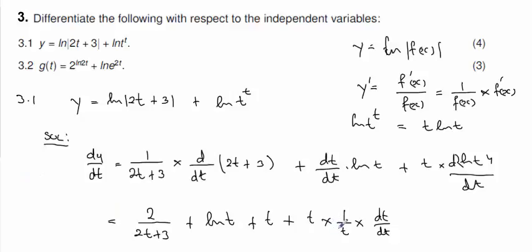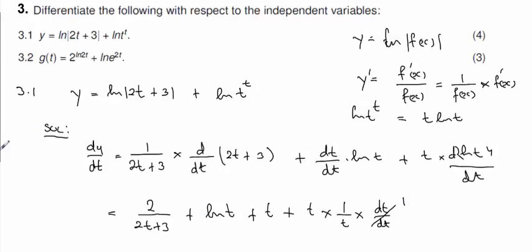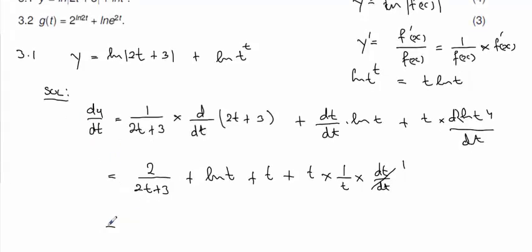So then, simplifying this now, we know we're going to get 1, and writing our final answer, it will look as follows: dy/dt equals 2 over (2t plus 3) plus ln of t plus t here plus 1, since it's t multiplied by 1 over t. Then we've got our exercise done there.